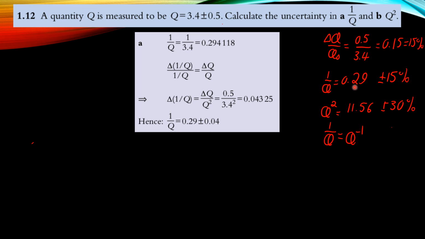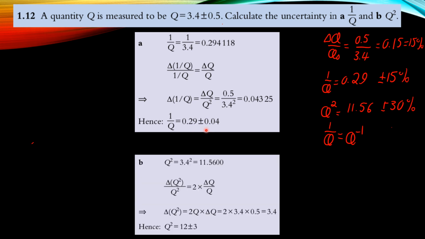15% of 0.29, which is 0.04325. Remember that we're only keeping one sig fig here, so this is going to be 0.04. And because we've rounded this to the nearest hundredth, this has got to be rounded to the nearest hundredth. So this is 0.29 plus or minus 0.04.